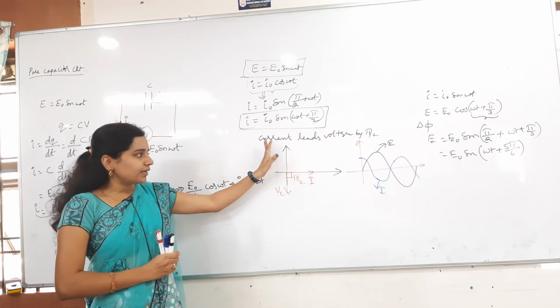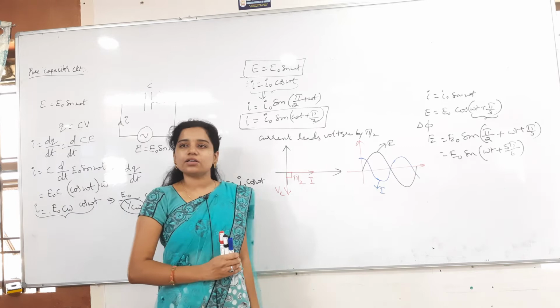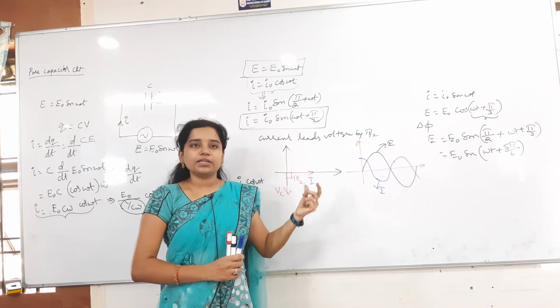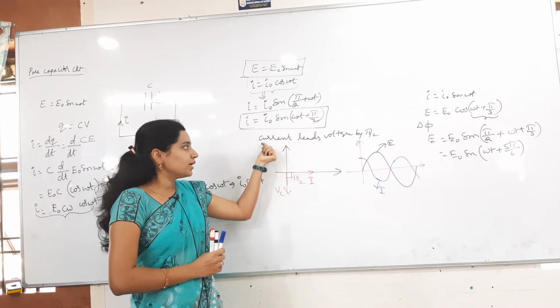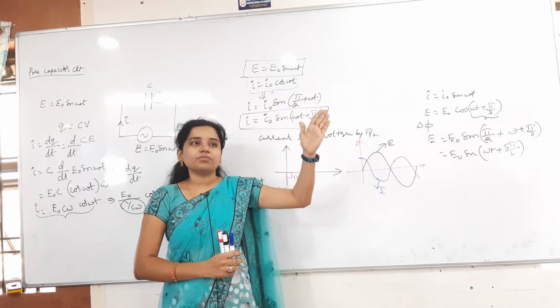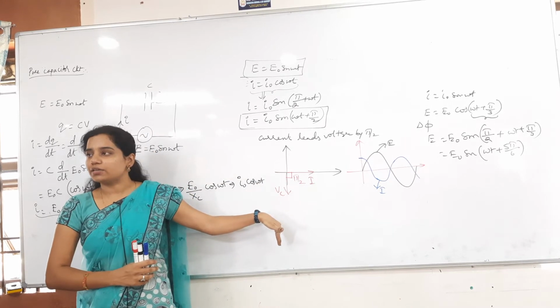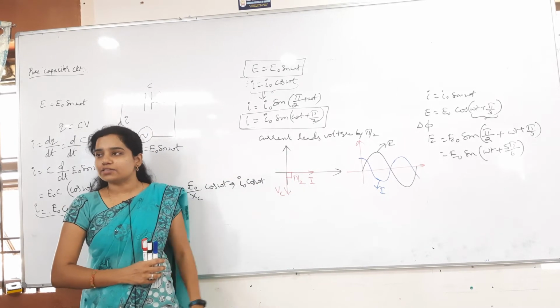Then again I have drawn the phasor diagram. For the phasor diagram, I have taken I along the x-axis. Current leads means automatically voltage will lag, lagging behind. You have to get the voltage behind the current. How much angle? 90 degrees.